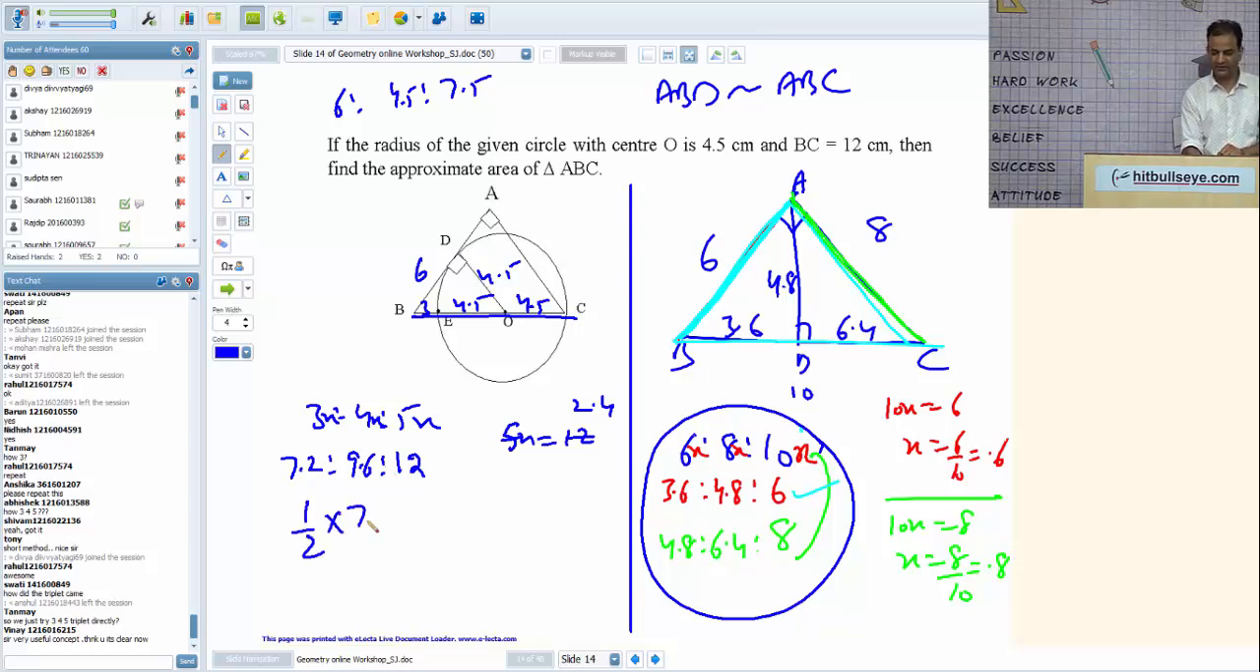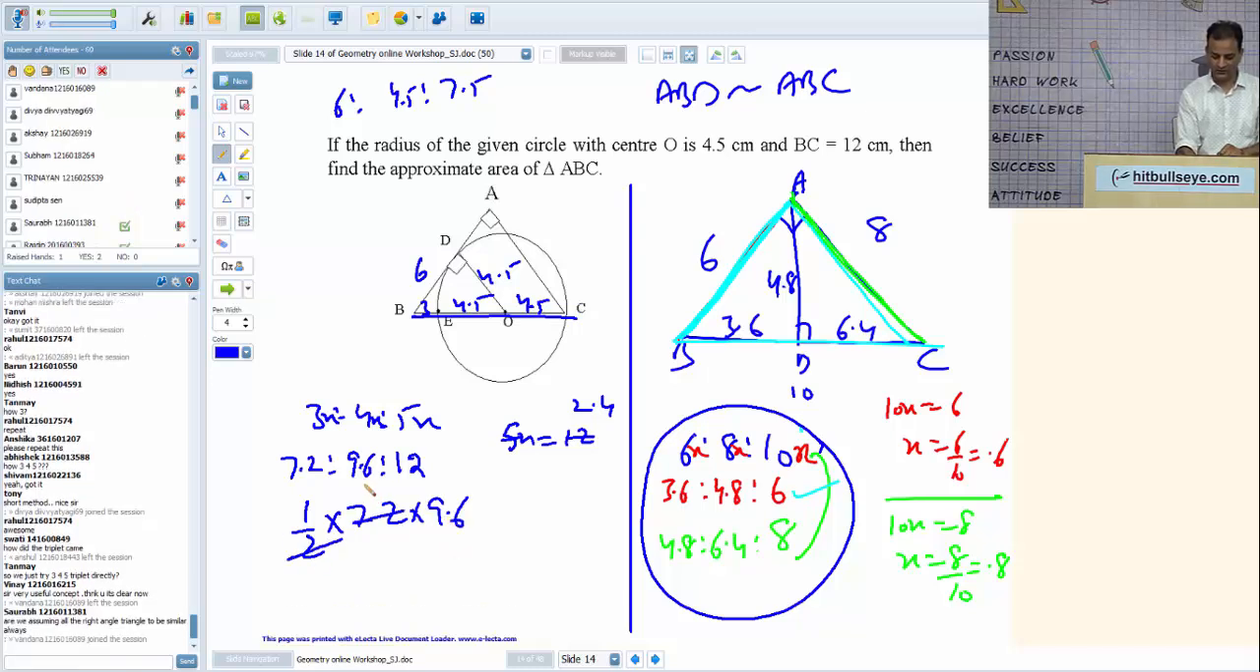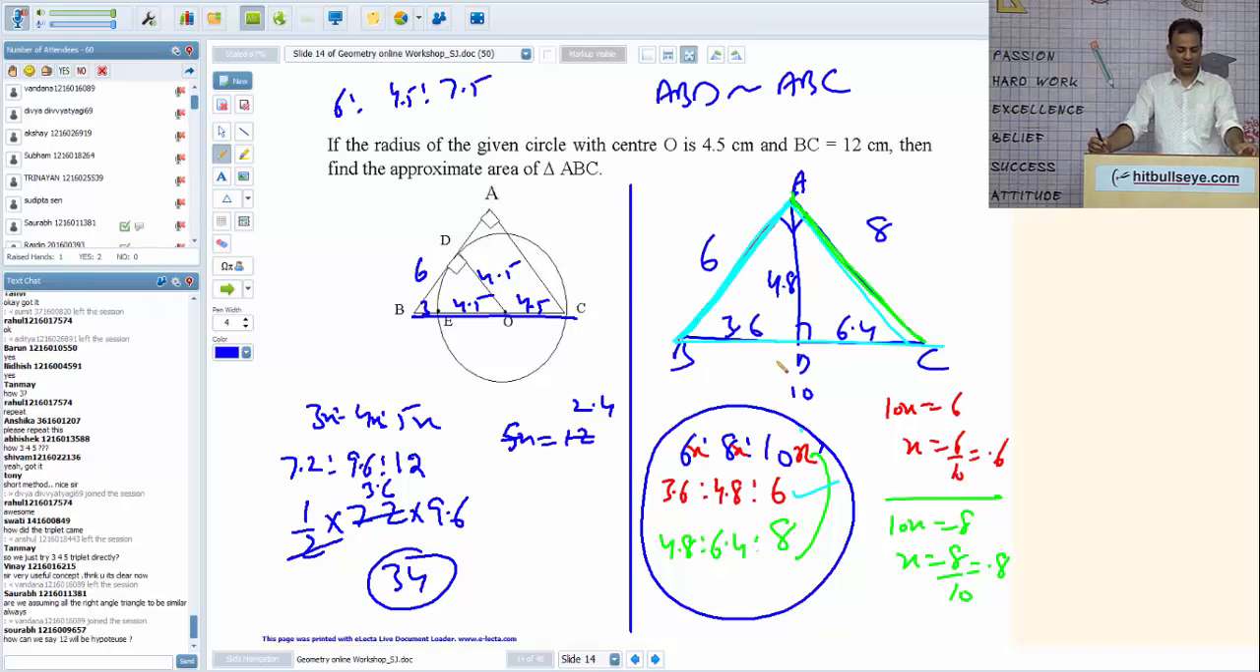Half into base into height is the area. So we are getting the answer. 3.6 into 9.6. It will be approximately 34. Sorry, we can assume the right angle triangle to be the similar one. I have already shown you the diagram. If you find this, and then we have to apply the similarity theorem. I've told you this because it is very helpful in a lot of cases. Because under time pressure we are sometimes not able to write what is base and what is height.